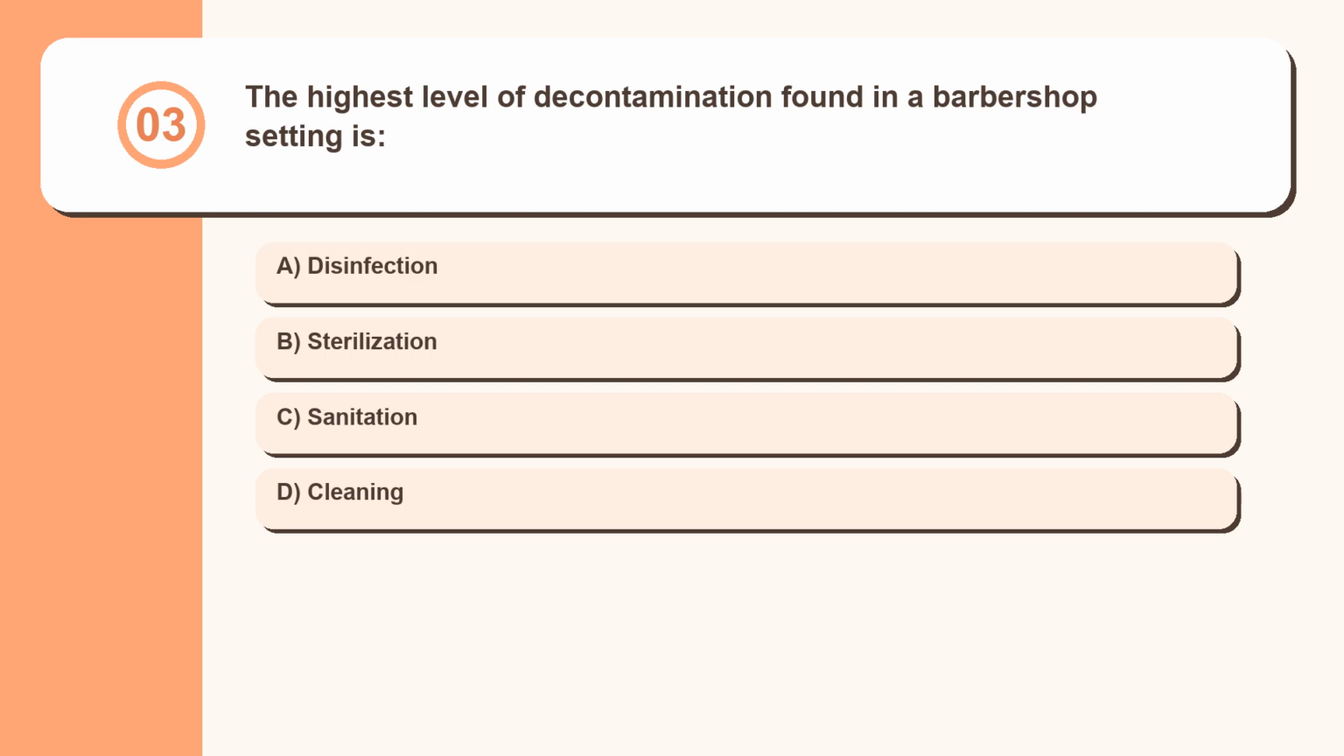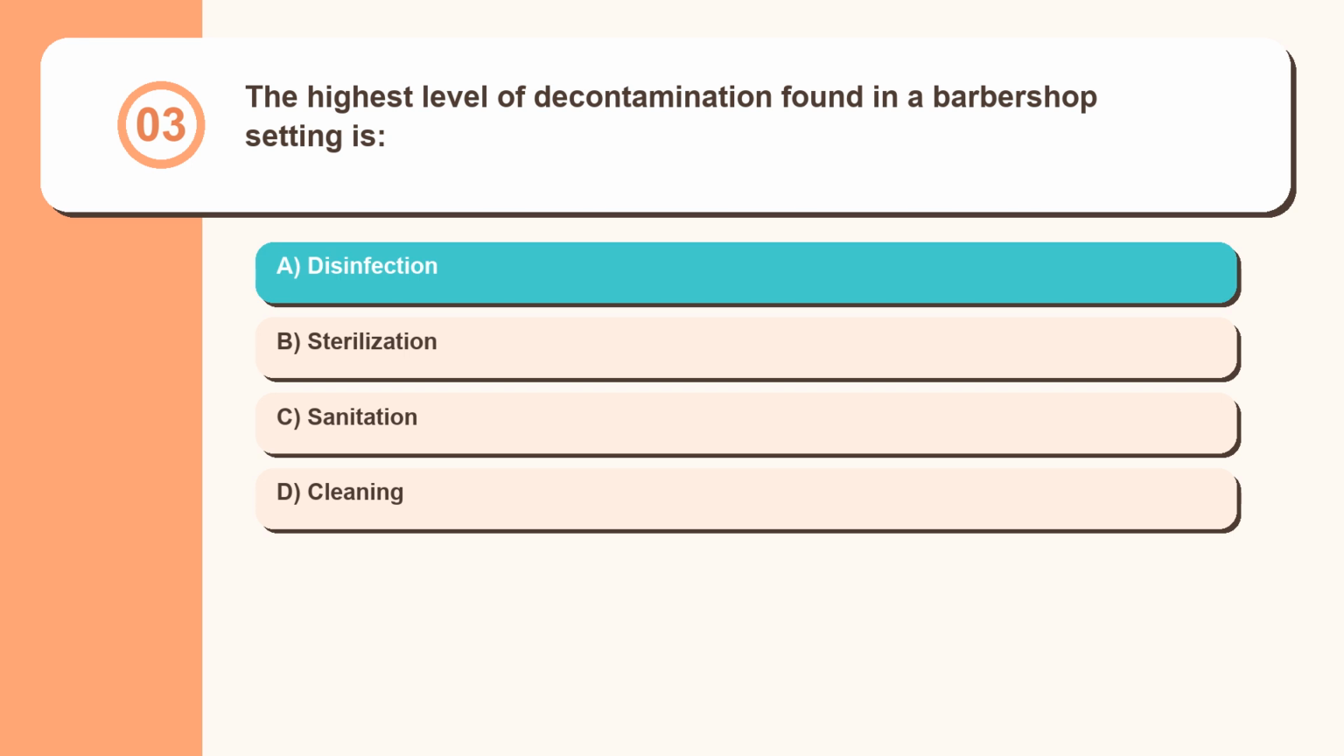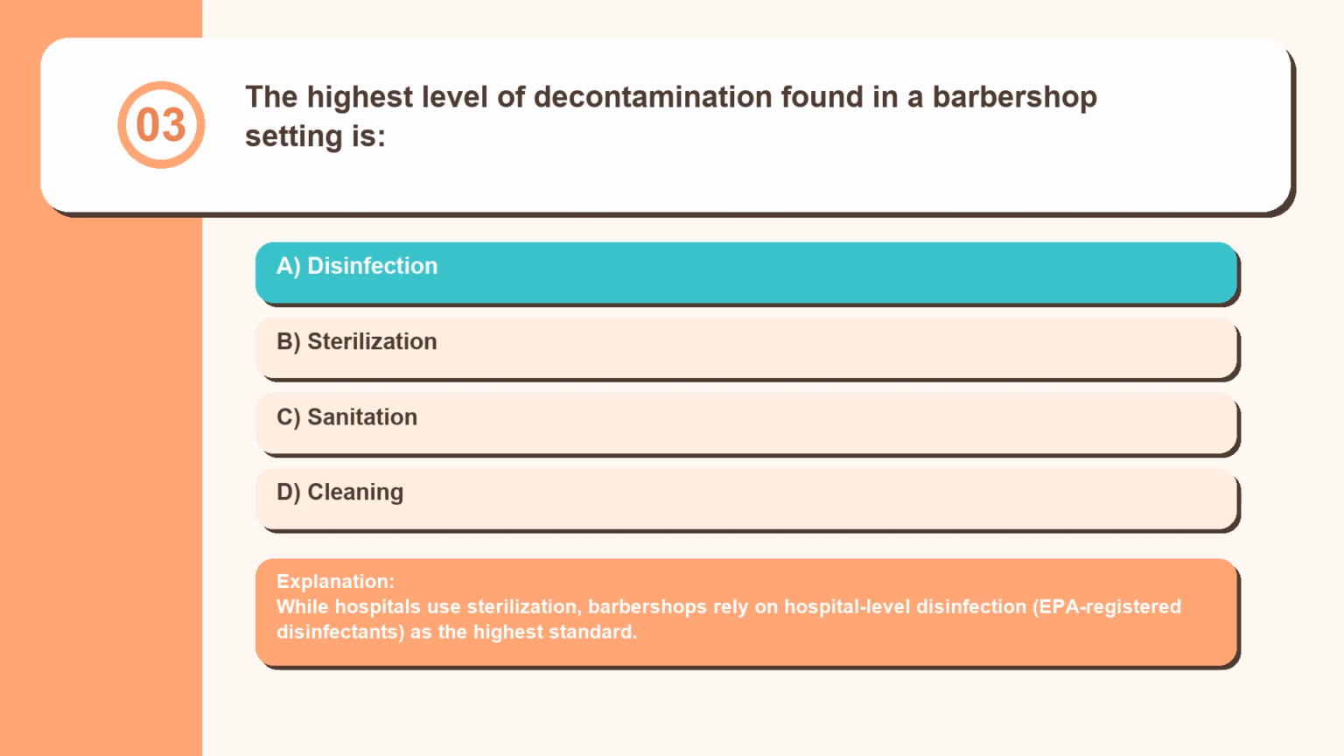Question 3. The highest level of decontamination found in a barbershop setting is disinfection, sterilization, sanitation, or cleaning? While hospitals use sterilization, barbershops rely on hospital-level disinfection, EPA-registered disinfectants, as the highest standard.